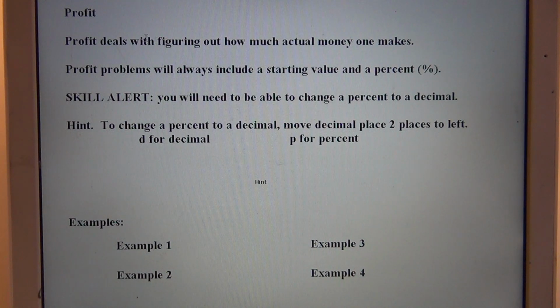Well, first of all, profit deals with figuring out how much actual money one makes. Profit problems will always include a starting value and a percent. Skill alert. You will need to be able to change a percent to a decimal to do these kinds of problems.